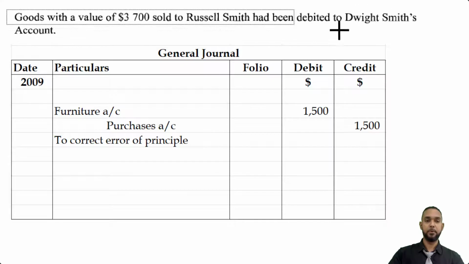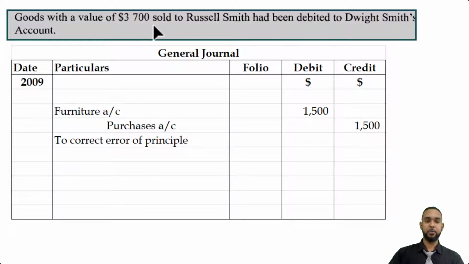because now we're going to take a look at item number 4, which is where goods with a value of $3,700 sold to Russell Smith had been debited to Dwight Smith's account. Okay, so when you make a credit sale, you do debit the debtor and credit sales. So we sold goods to Russell, but we debited Dwight. They are the same last name, so we could see the reason for the mix-up.